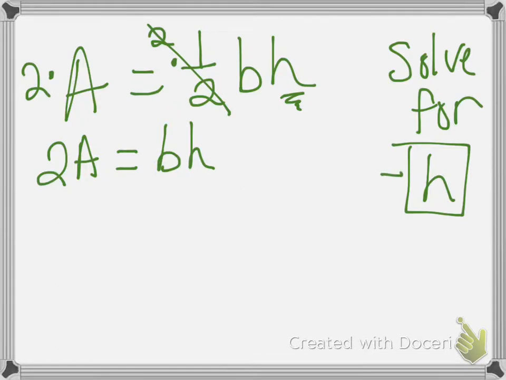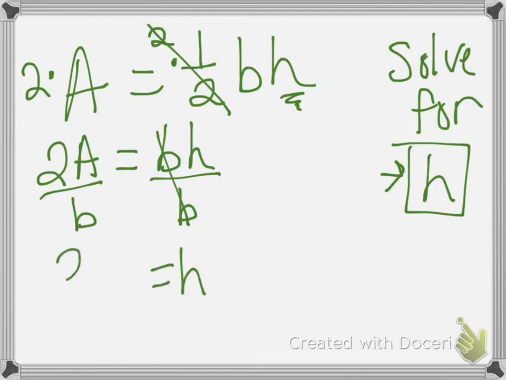Well, it looks like they want us to solve for h. We're down to, looks like, one step. This is multiplication, so we will divide by b to get rid of that. And we have h is equal to 2a over b.